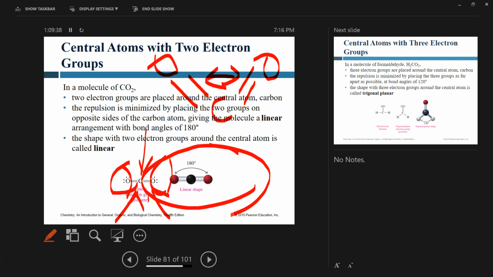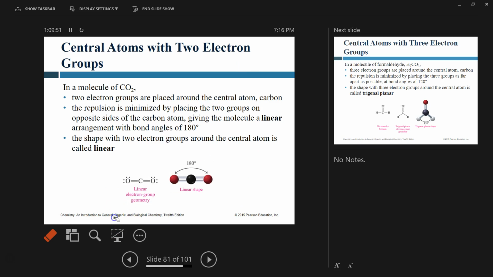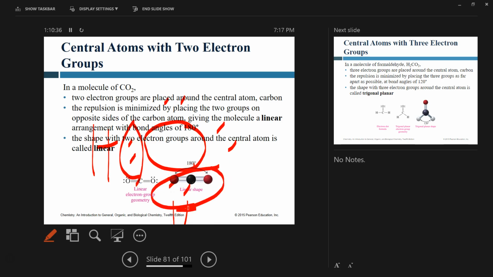Now, in the last 4 minutes, we're not going to talk about 3 electron groups. I want to throw something else at you. We're going to try to draw the shape of the water molecule. First, let's do the electron dot formula. So that's oxygen. How many electrons are at hydrogens? Just one. So they share one, right? So how many bonding pairs? Two. How many lone pairs? Two.